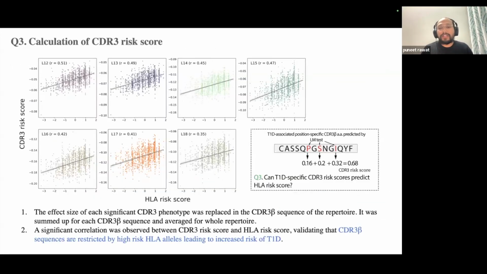And using these effect sizes and these amino acids, we have combined them into a CDR3 score for the whole repertoire. We basically sum up the values of all the effect sizes for each CDR3 sequence, and then calculate the mean over the whole repertoire. And then when we calculate the correlation with the HLA score, we see a pretty good correlation between them.